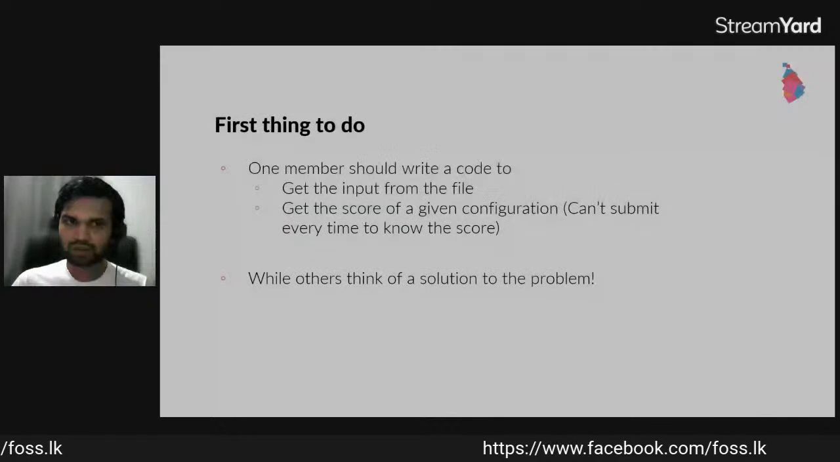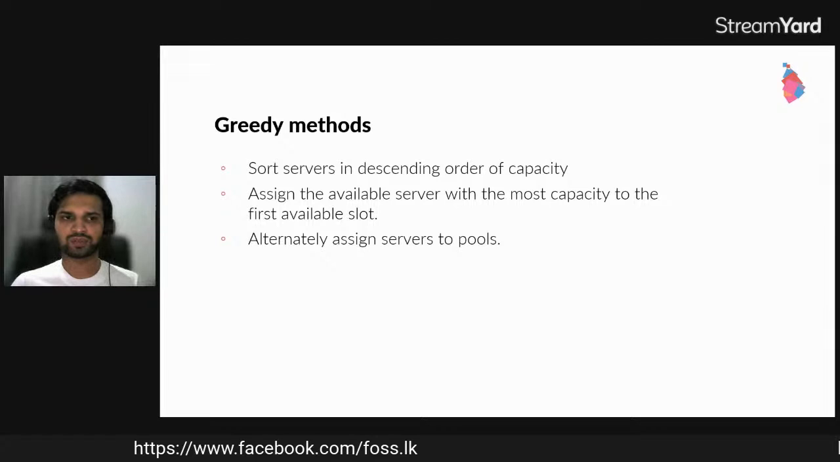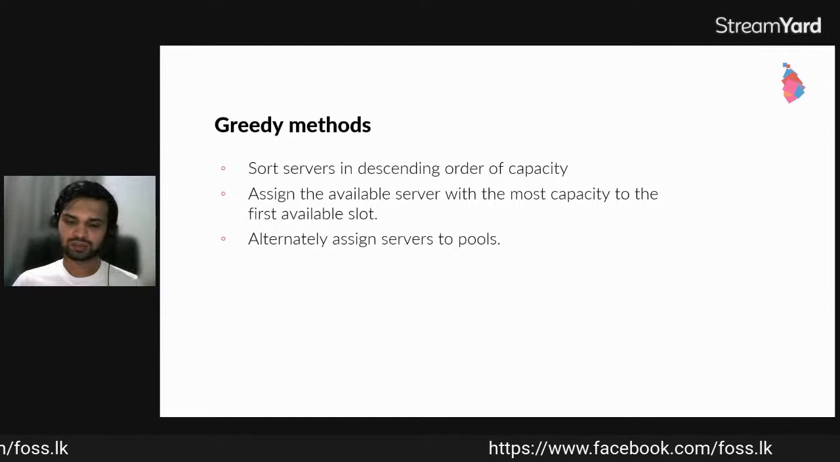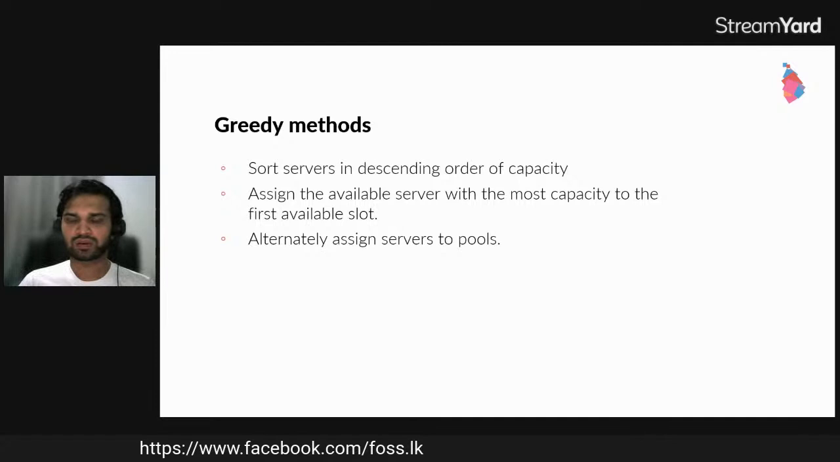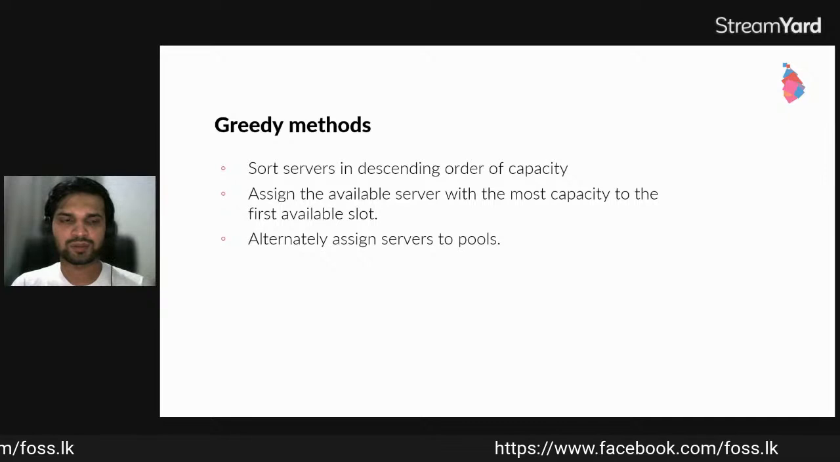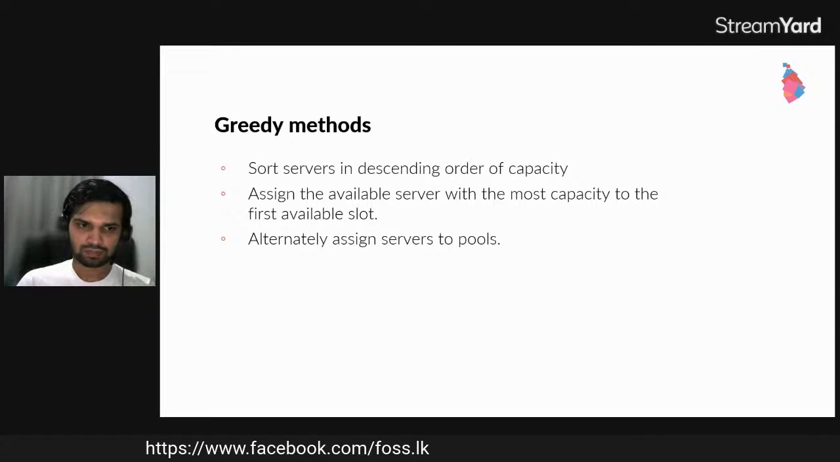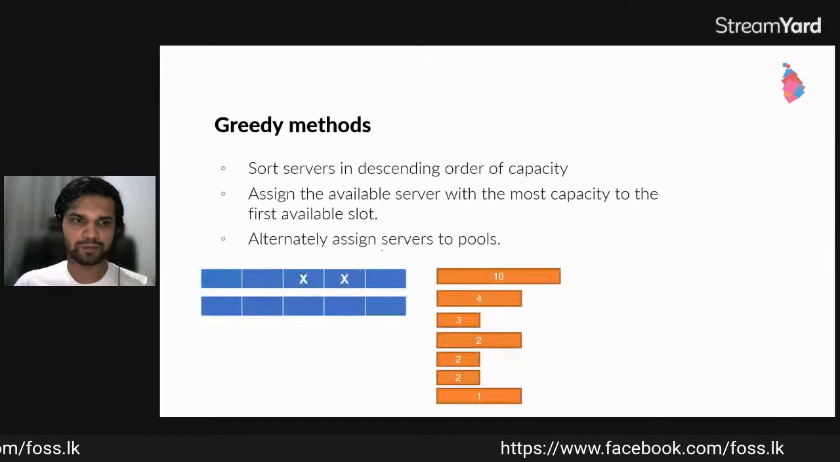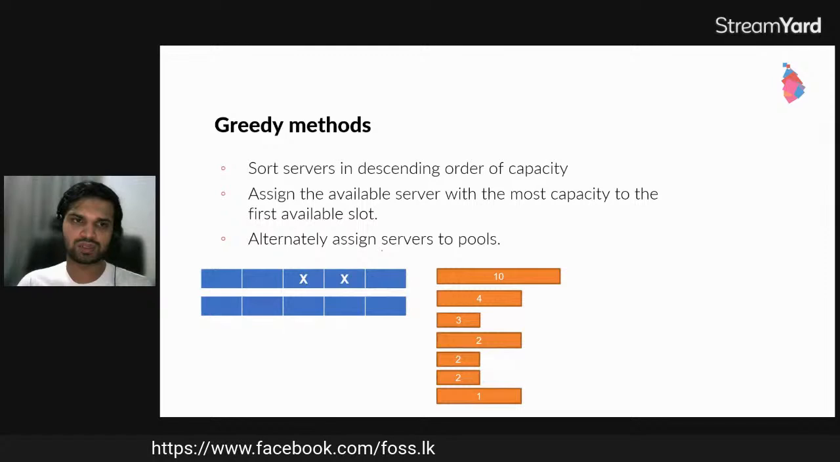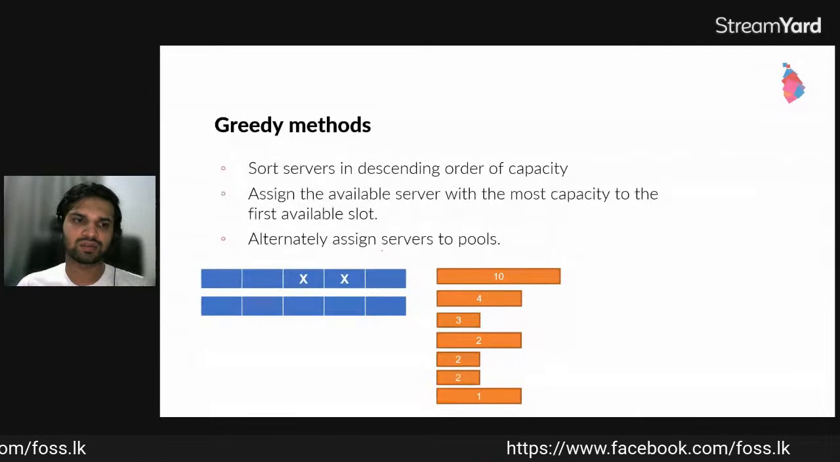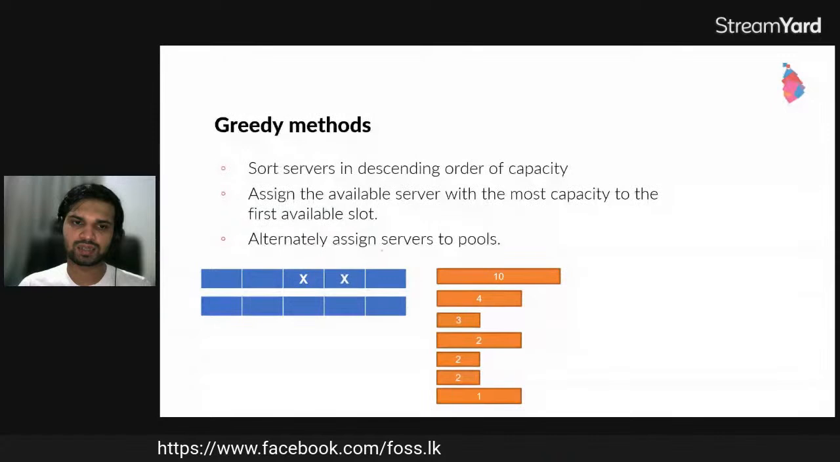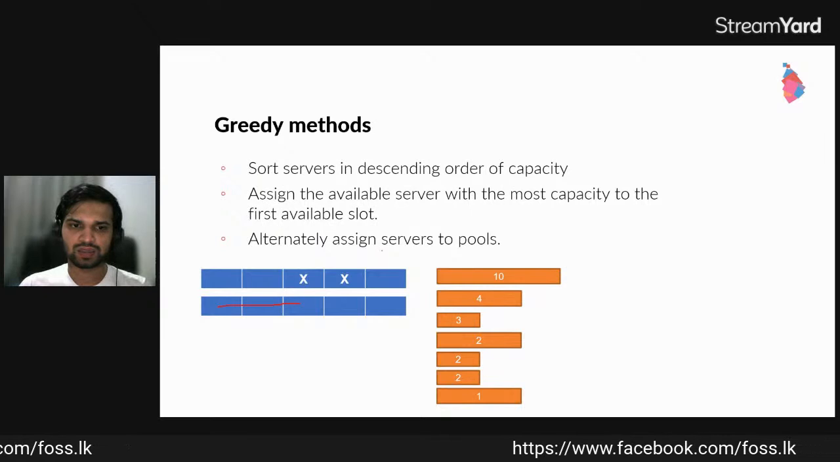What you can do is, the first approach is a greedy approach. What you do is you sort these servers in descending order of capacity, and you pick the highest capacity server and put it in a place. Okay, so there are 2 rows and you have these kinds of servers. You sort in descending order of capacity, and you pick this server and put it in the first available slot. That means if the size of this is 3, the place you can put it is here. So like that, you put these servers in the first available place.